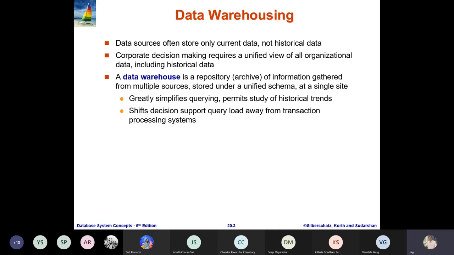So it greatly simplifies queries and permits study of historical trends. It allows you to run queries, and supports query loads away from transaction processing systems, not from transaction processing itself. So what we try to look at, if you see this, is more aligned to the business logic.